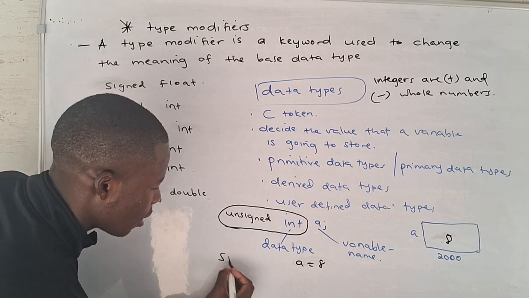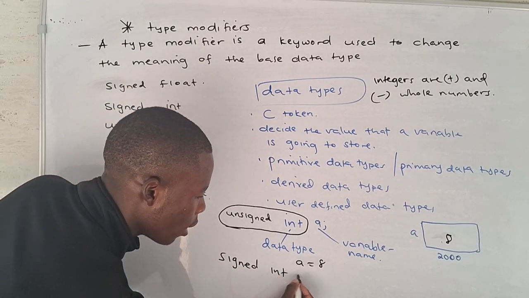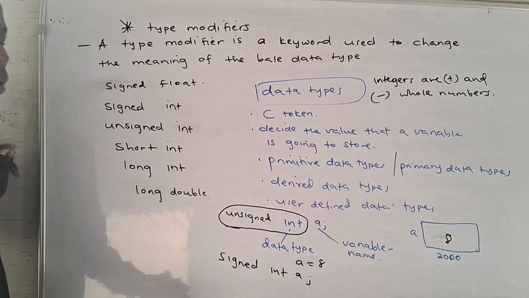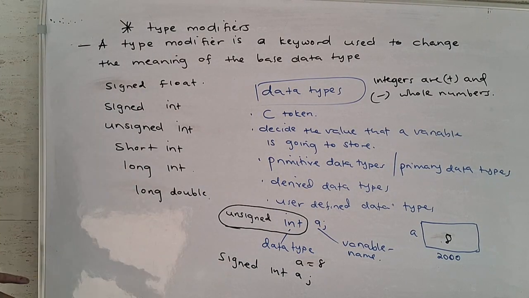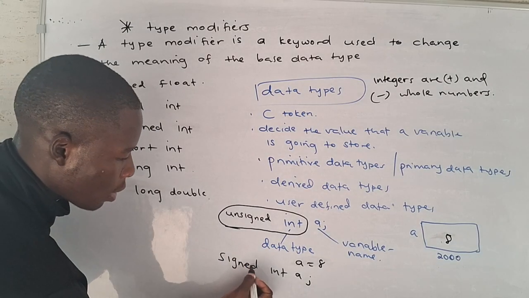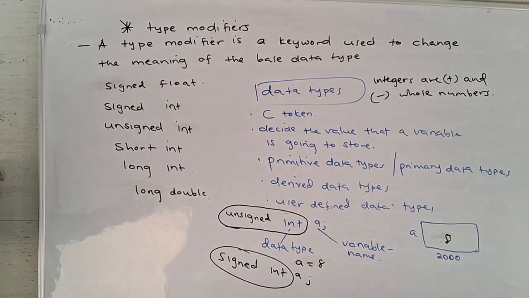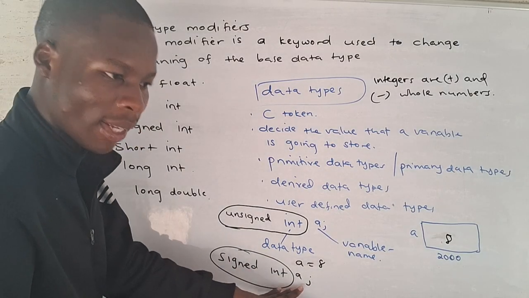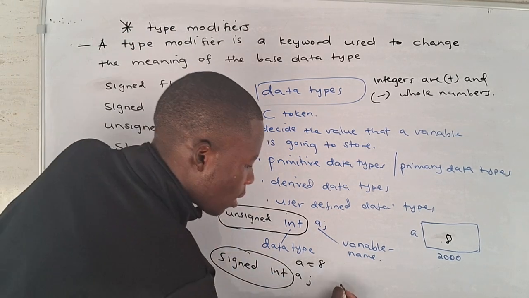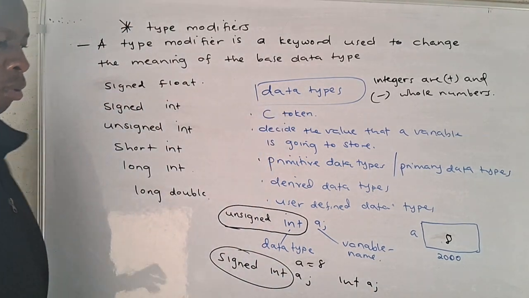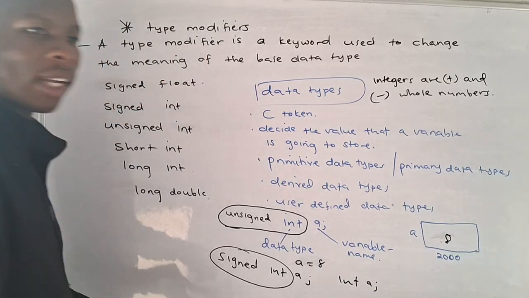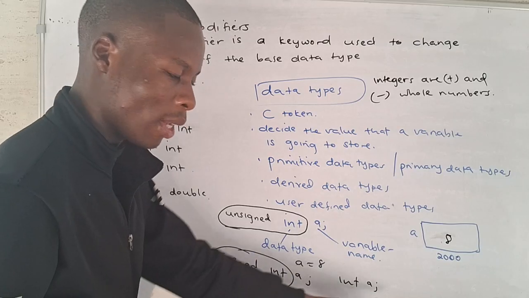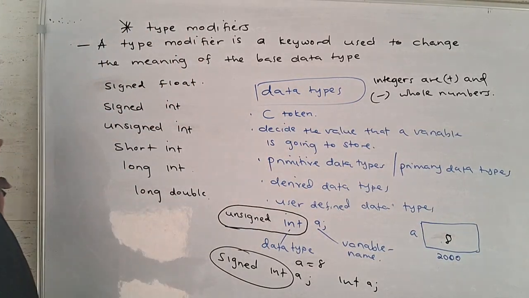What if you write signed int a semicolon? Signed simply means a is going to store either positive or negative integers. So see, signed int a is nothing but the same as writing int a semicolon. Why? By default, int will take both negative and positive integers. By default, int a will take both positive and negative integers.